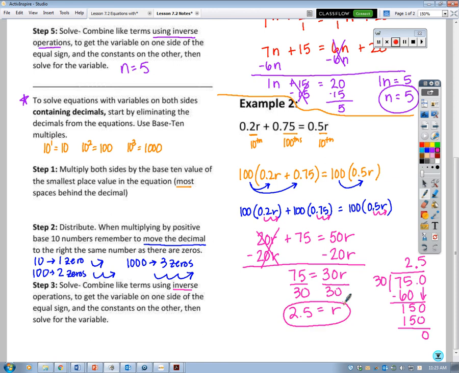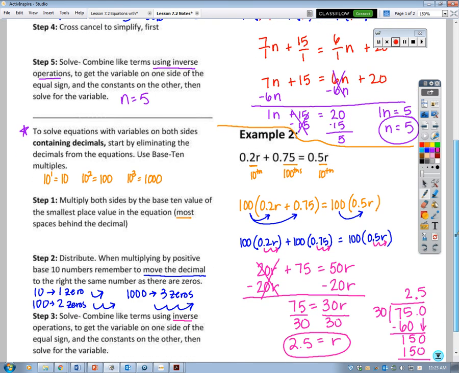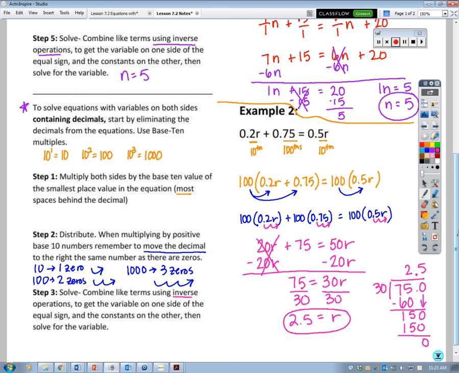2.5 equals r. So that is the quick version of an example of each of solving equations with rational numbers. So you get an example of solving with fractions and an example of solving with decimals. I am going to go ahead, on the back of your notes, there are some additional examples. They are optional to do, but if you still need to see some more examples, I'm going to go ahead and walk through those on a separate video.